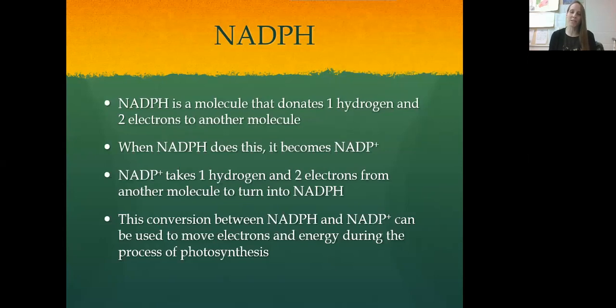NADPH is a molecule that donates 1 hydrogen and 2 electrons to another molecule. That's why it's called an electron donor. It gives away its electrons. When NADPH does this, it becomes NADP+. The NADP+ can then take 1 hydrogen and 2 electrons from another molecule and become NADPH again. So just by moving electrons and a hydrogen back and forth, we can convert between NADPH, which is the high energy version, and NADP+.